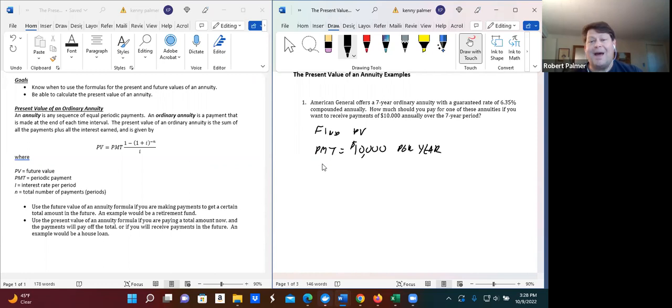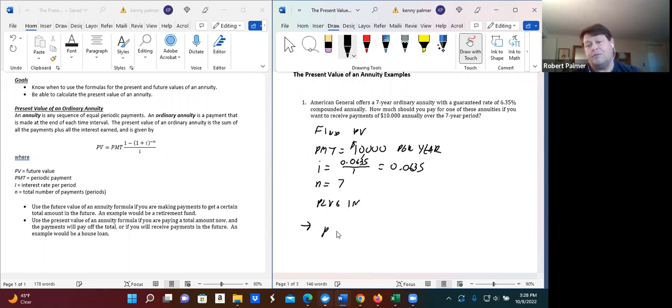Then our interest rate, I, is going to be our interest rate as a decimal, 0.0635. We won't round that off. And that's going to be divided by the number of periods per year, which in this case is only one, since it's annual. So that's just going to be 0.0635. And then our N, since it's for 7 years and the payments are made to us annually, is going to be 7. Okay, so let's plug all that in.